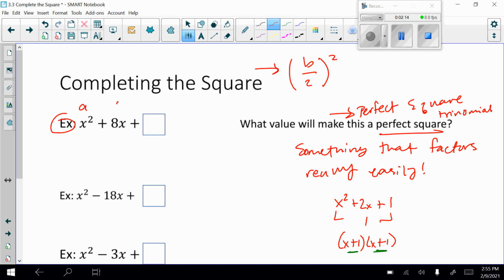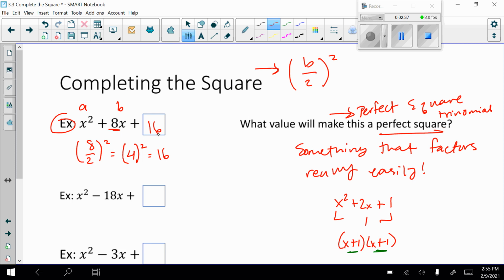I've got a, I've got b. I don't really have a c term yet, but I'm going to find it. So I'm going to do b over 2. b is 8, so that's 8 over 2 squared. Well, 8 over 2 is 4. Remember, we do parentheses first. And 4 squared is 16. So that means 16 is my value that will complete the square here.